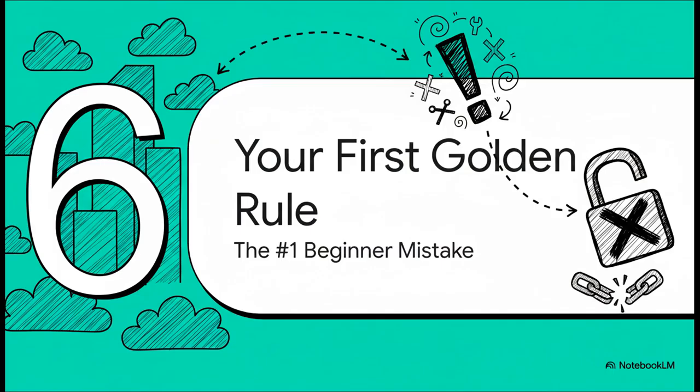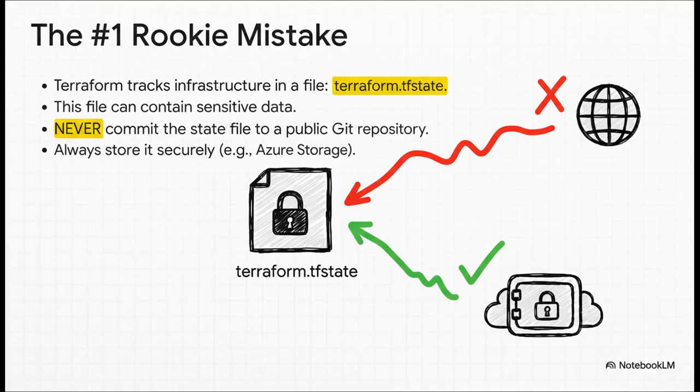Okay, now before you get all excited and start building stuff, we need to talk about the one golden rule. Getting this wrong is by far the number one mistake that beginners make, and it can have some pretty serious security issues. So listen up. Here's the deal. Terraform needs a way to keep track of the stuff it's managing, and it does that using a special file called terraform.tfstate. The problem is, this state file can sometimes contain sensitive information. I'm talking passwords, private keys, stuff like that, in plain text.